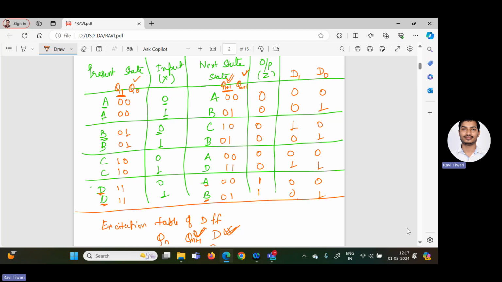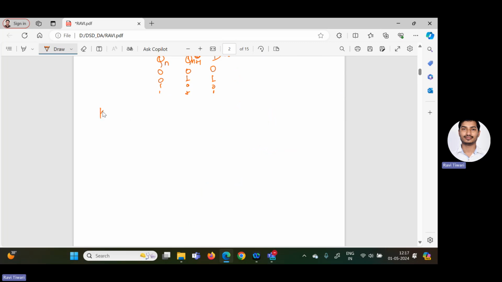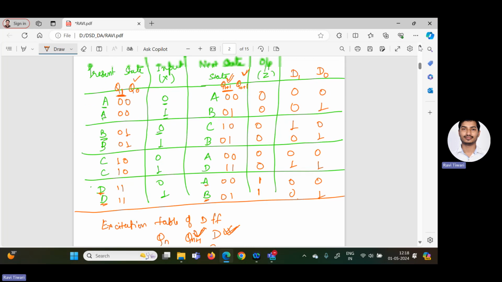After that, we have to draw the K map to find out the expression of D1 and D0 in terms of Q1, Q0, and X. So here I am going to draw the K map for finding the expression for D1, and here I am taking Q1 this side, Q0 and X this side. As in the K map, we are using the gray code 00, 01, 11, 10, right? Now you see wherever your function value D1 is 1, you fill it here.